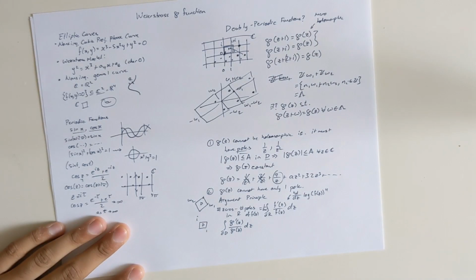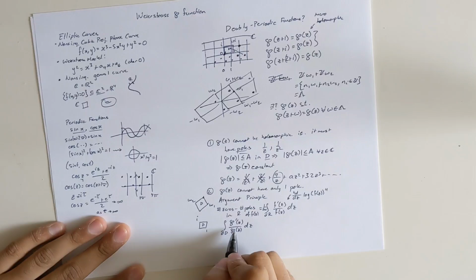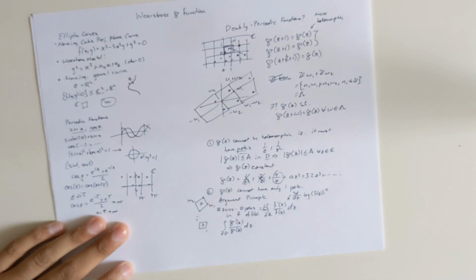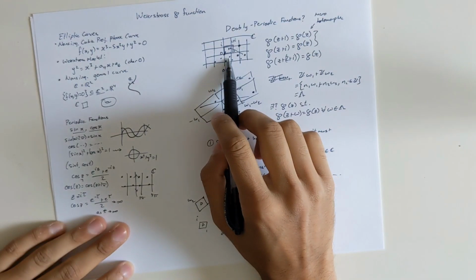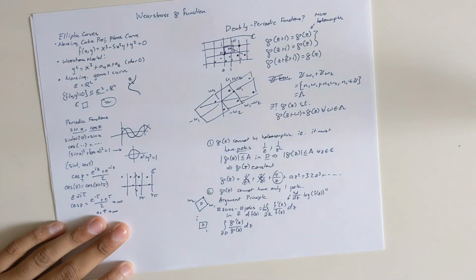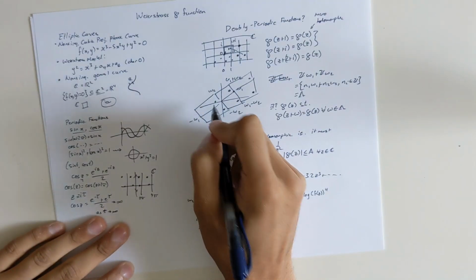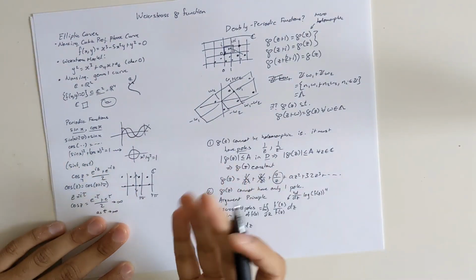Now some observations about this integral. Because p of z is doubly periodic, 1 over p of z will also be doubly periodic, right? Because if these two have the same values, then their ratios will also have the same values. But a deeper observation is that the derivative of the function will also be doubly periodic. And the reason is because we know that the derivative is a local thing, so we can compute it locally.